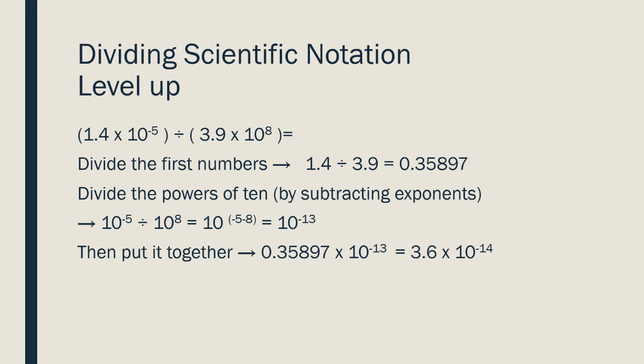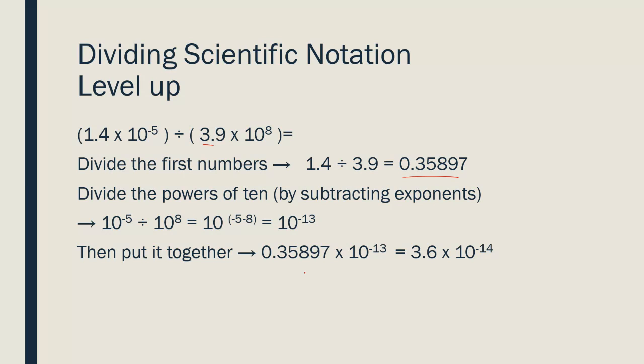And if we're going to level that up, now we have a negative exponent there. When we divide our first things, we get a weird number. It's not just a nice scientific notation, one non-zero digit to the left of the decimal. When you divide 1.4 by 3.9, you get 0.35897 and a bunch of other digits. When you divide the powers of 10, you still subtract. So it's minus 5 minus 8, which is a total of minus 13.